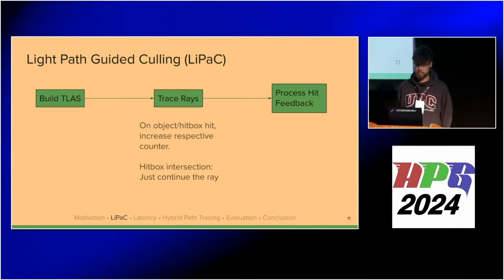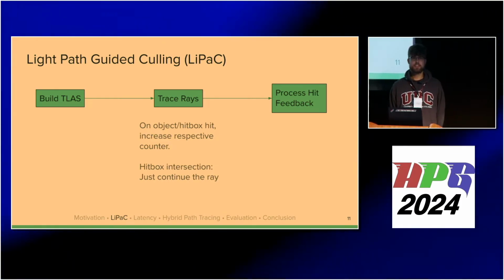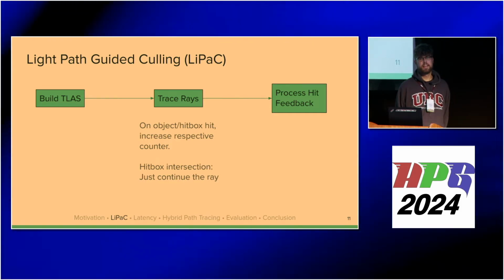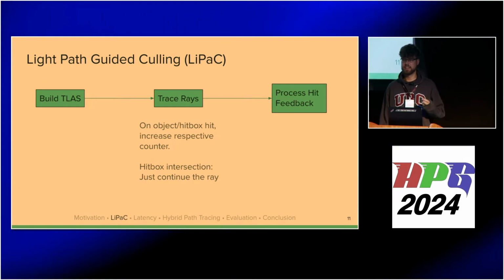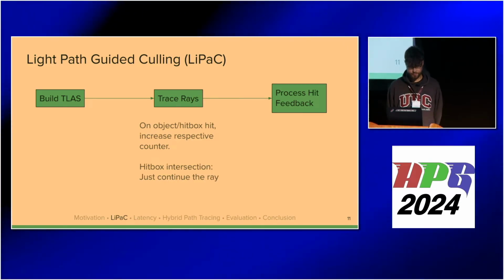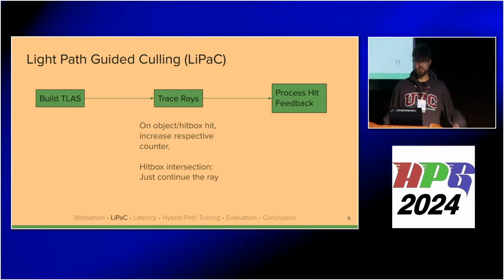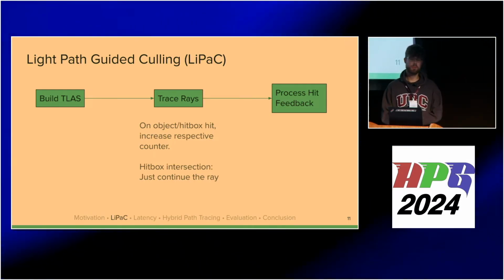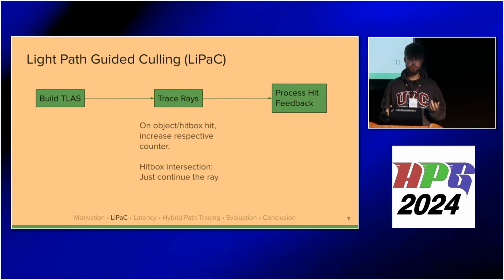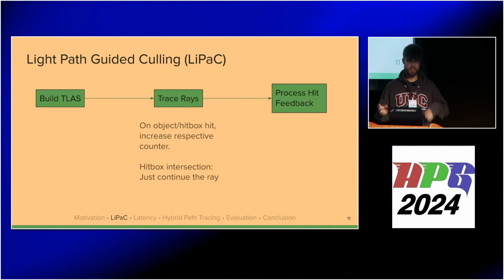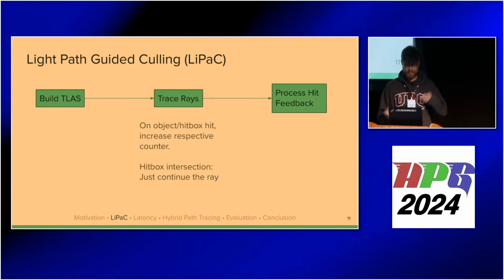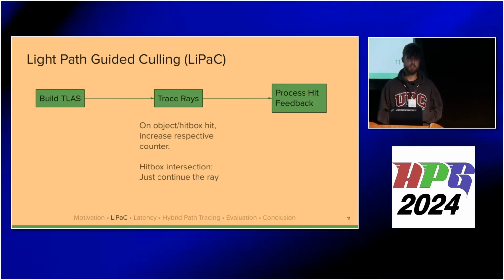So what we're doing during ray tracing is each time an object gets hit, we increase the counter in an associated hit feedback buffer for that instance. So each instance in the scene gets an entry in this buffer. When we encounter a hitbox, we also increase the counter for the hitbox, but we effectively ignore the hitbox by just continuing the ray on its path. And this means the hitboxes, like the bounding boxes you saw in the previous image, do not contribute to the lighting that is computed.